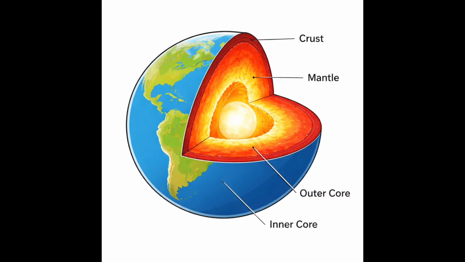The internal part of the earth is divided into three layers. We have the crust, the mantle, and the core. Now, the crust is where agricultural activities take place. And then deep beneath the crust is the mantle.